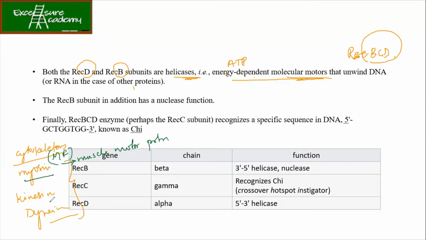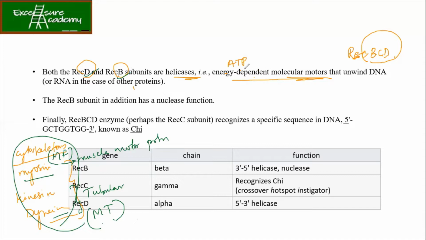Then comes kinesin and dynein. They are tubular motor proteins, which work on microtubules and help in the movement of organelles from inside to outside and outside to inside. Similarly, RecD and RecB are motor proteins which are driven with the help of ATP. It is important to see how they function. Of course, any motor proteins are going to require ATP.